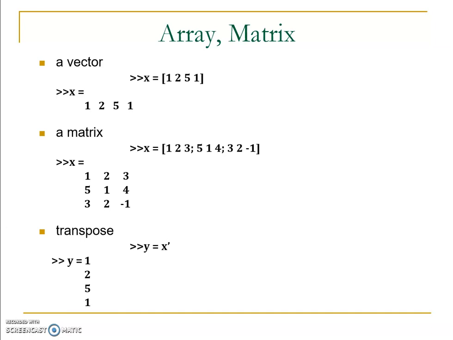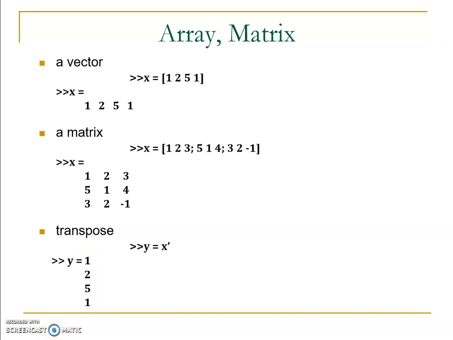Moving on with the matrix, now let's say that I want to take the transpose of the matrix X. So I write down y is equal to transpose of X. When I have 1, 2, 5 and 1 as one row, taking the transpose, I get an answer as y is equal to 1, 2, 5 and 1, which means that I have one column.